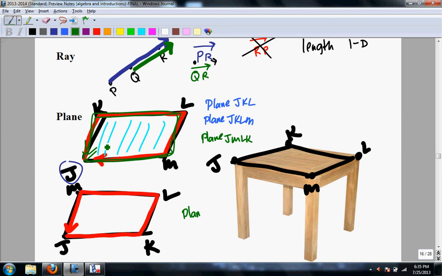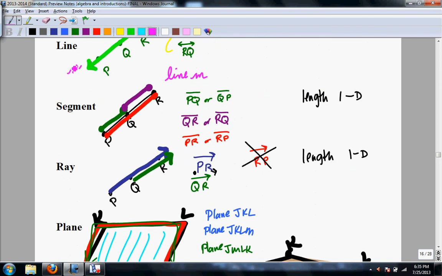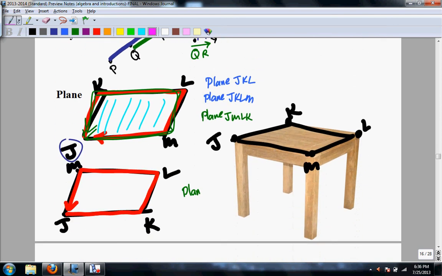Another way you can name a plane, this is a shortcut, is you can name a plane by a single letter, cursive, capital, in the upper right-hand corner. It's kind of like this M here, except here the letter is lowercase. For planes, we make them uppercase. So I could call this, using cursive, let's say, plane H. It's a single letter, cursive uppercase. Plane H.